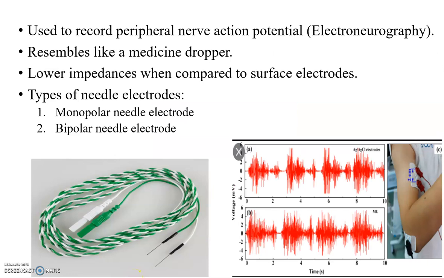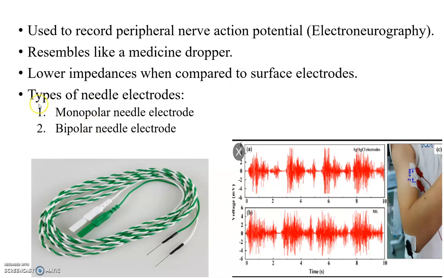It is used to record peripheral nerve action potentials. So there is electroneurography. It resembles a medicine dropper. It has lower impedance when compared to surface electrodes. These two diagrams represent the 3D view of needle electrodes. This diagram shows where the electrodes are placed on a human being.